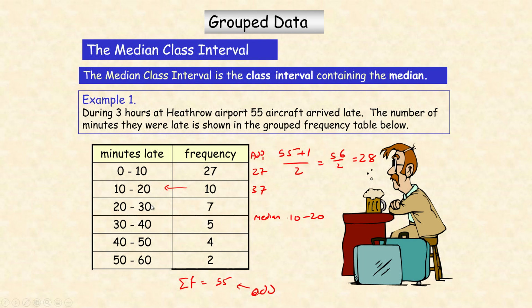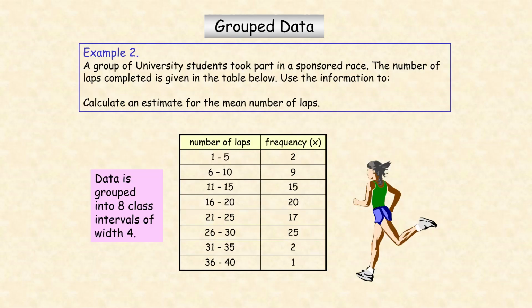Oh, one other thing, I'll just write this on the side here. The range is how many minutes from the smallest to the largest. So the range is going to be 60, take away 0, which is equal to 60. Good. Hit pause, make those notes. When you're ready, hit play again.